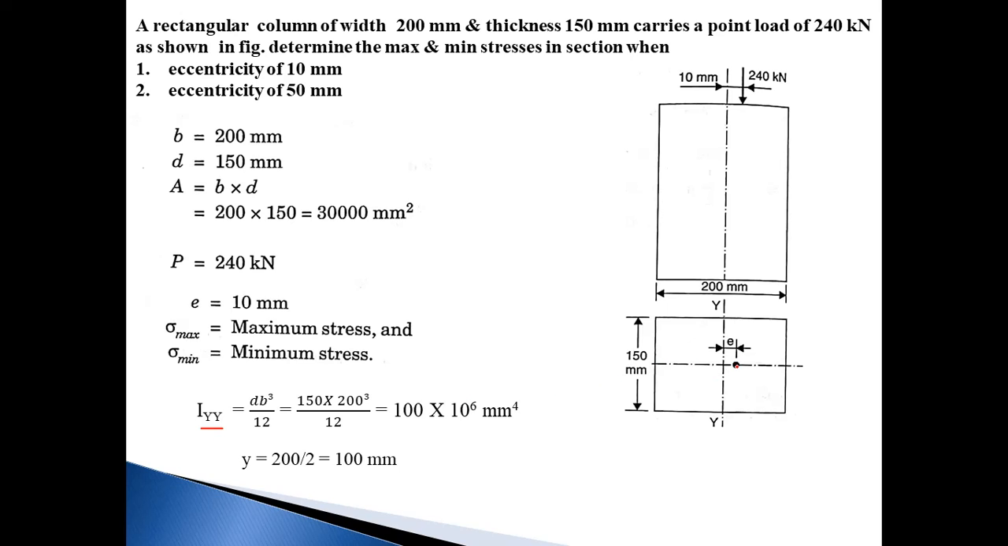Due to that, if the load is acting on the x-axis, there is no bending about the x-axis, the bending occurs in the y direction like this. So that's why we need to calculate Iyy. So Iyy becomes D B cube by 12. D value is 150, B value is 200 cube, divided by 12. Iyy is equal to 100 into 10 raised to 6 mm raised to 4. Then in a similar way, y bar, or that y value, is B by 2, that is 200 divided by 2, is 100 mm.